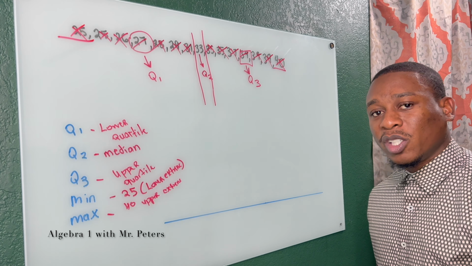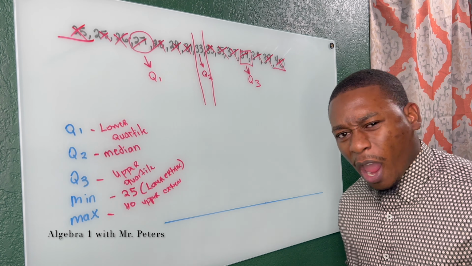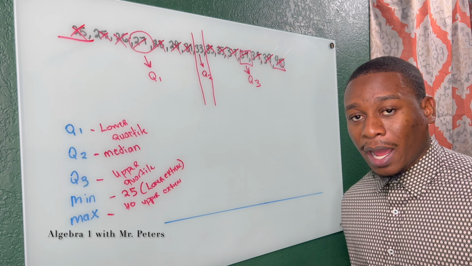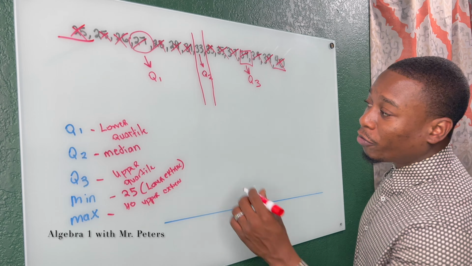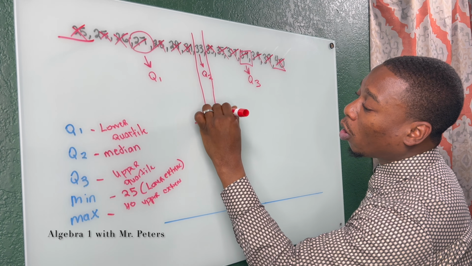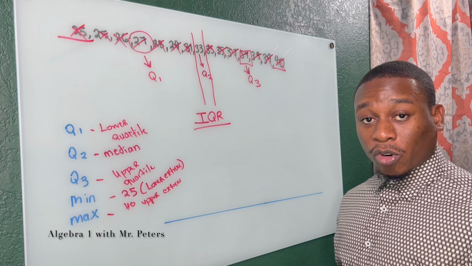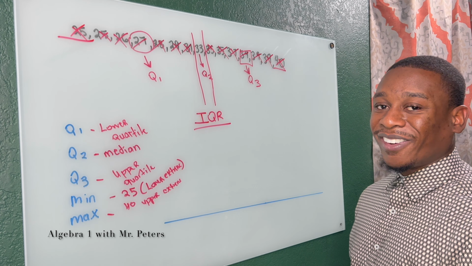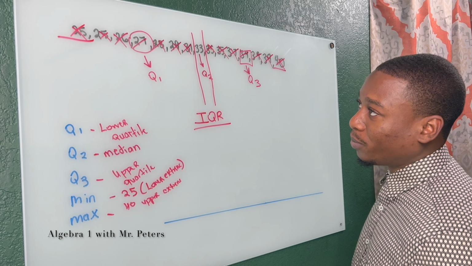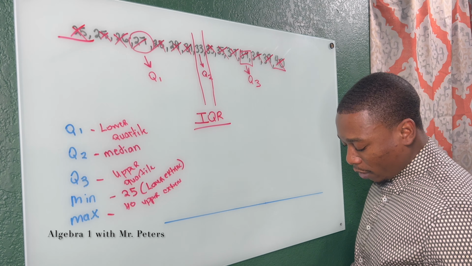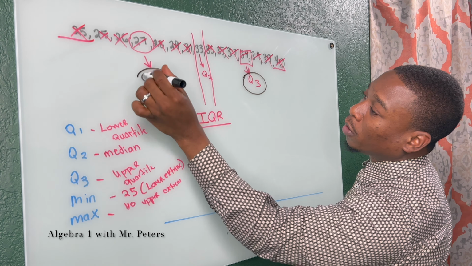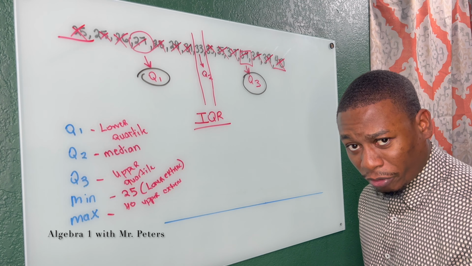Now, the only thing we're missing is, are there any outliers? How do we determine if there are outliers? I got you. So what we're going to focus on now is trying to figure out what the IQR is. And all this stands for is the interquartile range. And how do we find the interquartile range? Very simple. We're going to take Q3 and subtract Q1 from it.